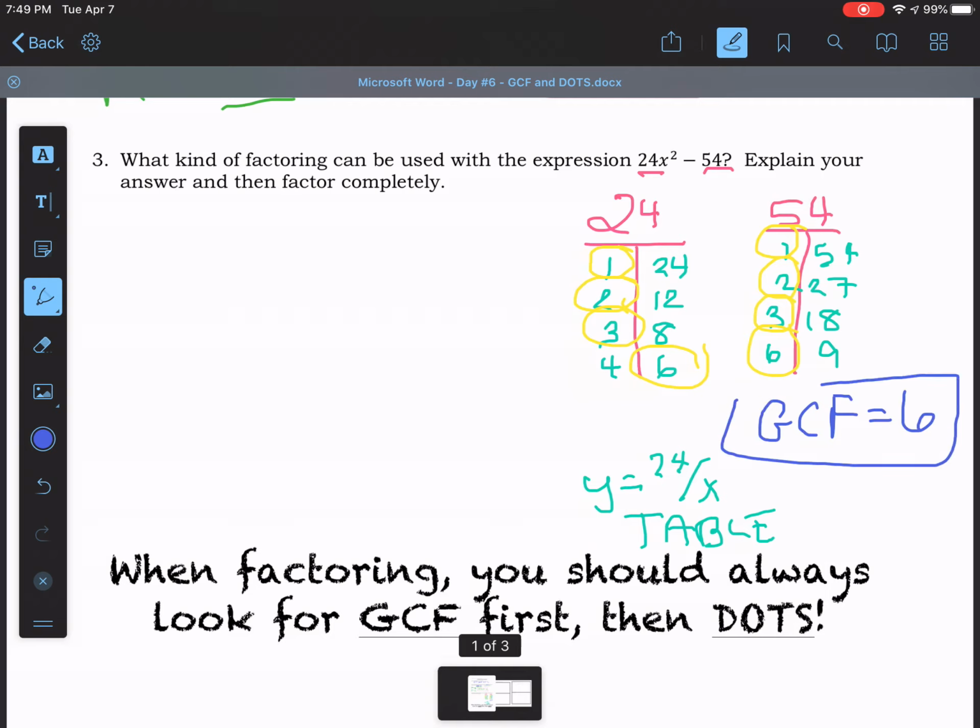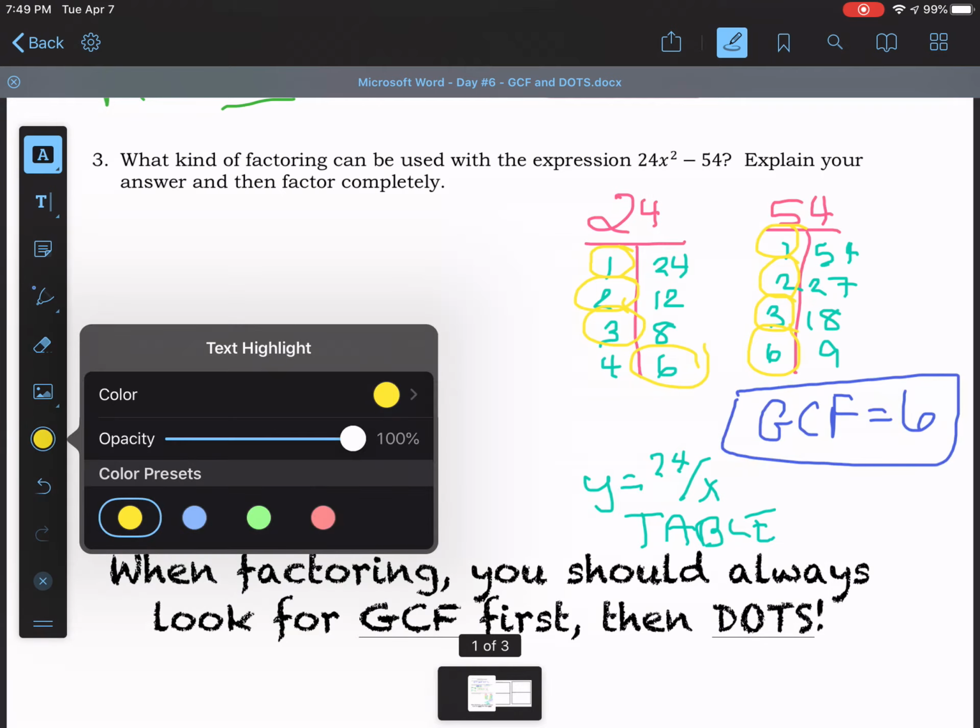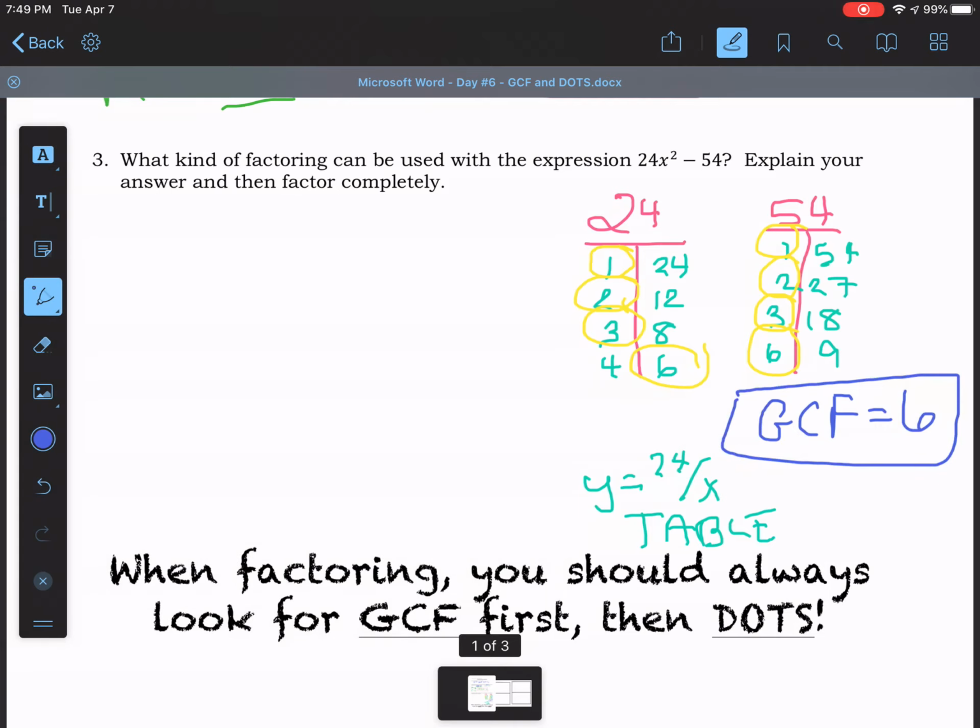Okay? Now, we wouldn't have an x or a variable being a part of the GCF because we only have the variable in the first term of the expression, the 24x squared. We don't have it with the 54. So since it's only with the one term, it's not going to be a part of our GCF. All right, so now once we found the GCF, let's rewrite the original problem. And we are going to divide each of these pieces by our GCF, which is 6. So when you're factoring out a GCF, what you're actually doing is dividing it out, okay?